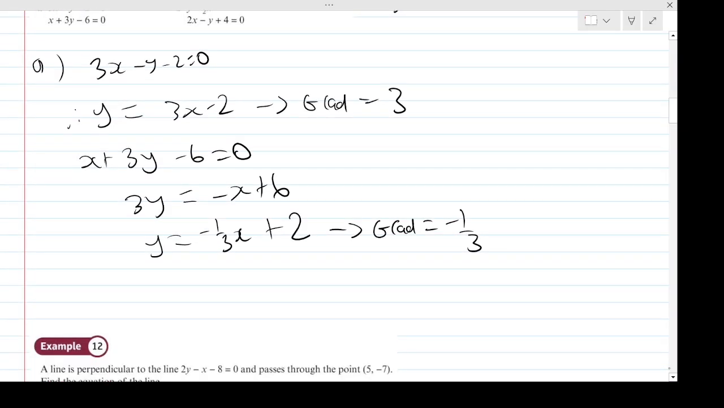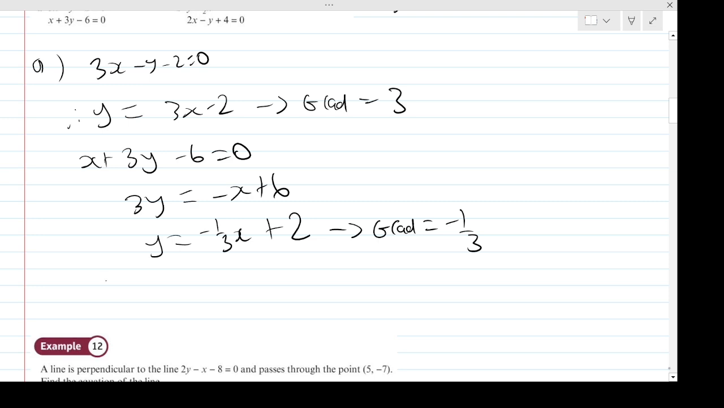Well, they're not parallel because they're not equal. 3 is not equal to minus a third, clearly, so they're not parallel. Well then, are they perpendicular? As we discussed, are they negative reciprocals of each other?